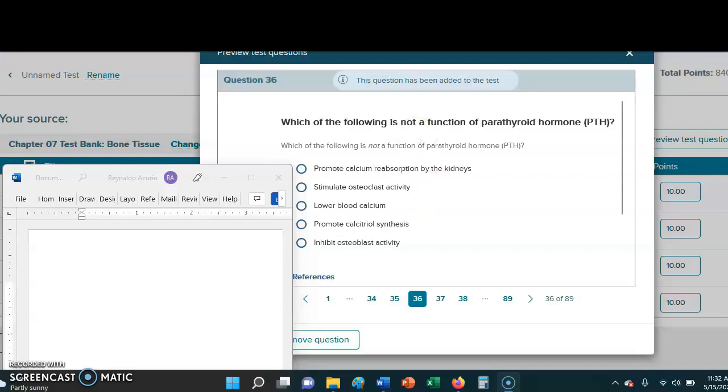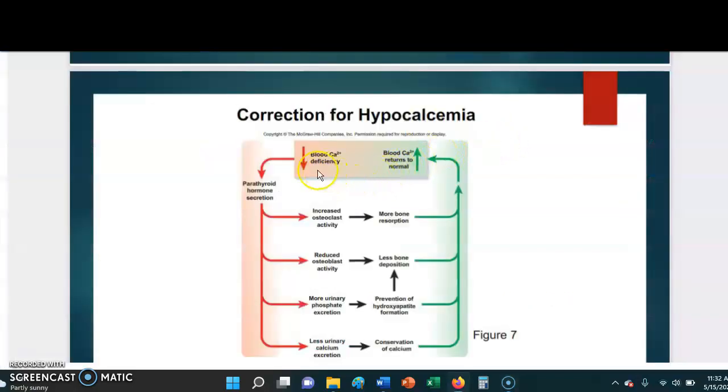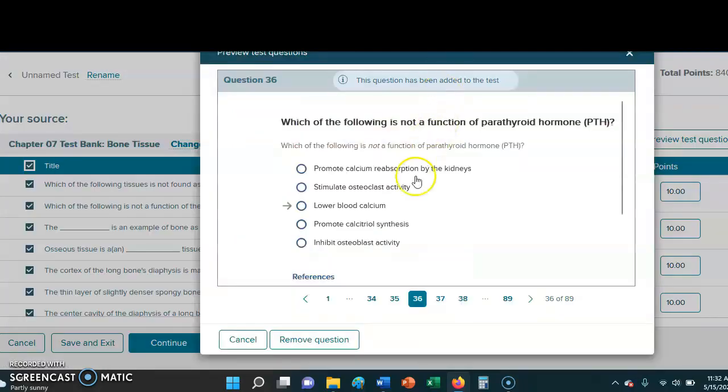Okay, so let's take a look at the figure. So right here we have low levels of calcium triggers the release of parathyroid hormone. So then what is the job of parathyroid hormone? To increase the levels of calcium. Right? So one thing is the function, another thing is what triggers the release of that hormone. So the function of the parathyroid hormone is to increase calcium in blood. Going back to the question, obviously it would be lower blood calcium, and that is not the function. The function is actually to increase that.